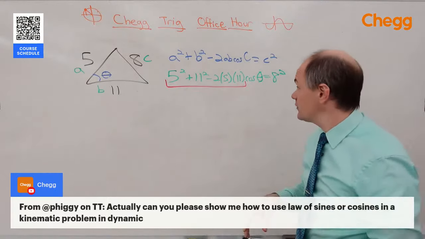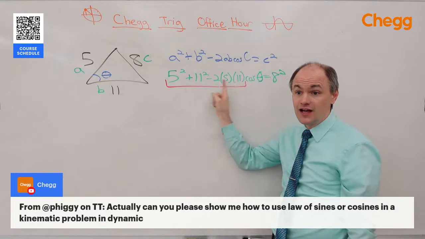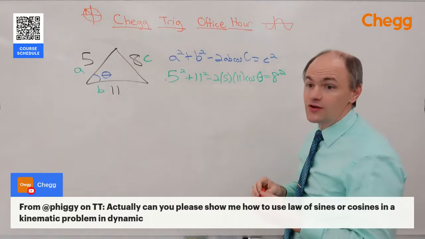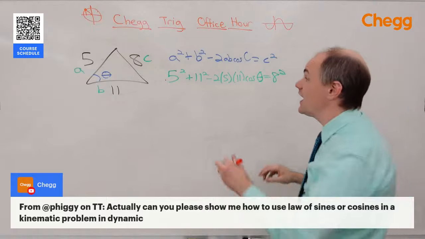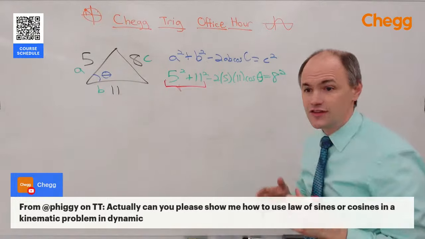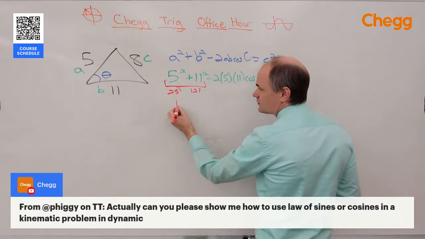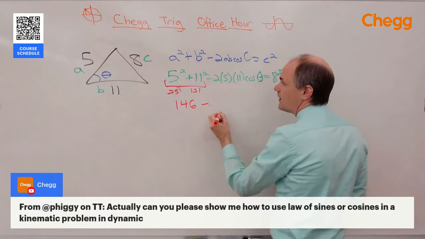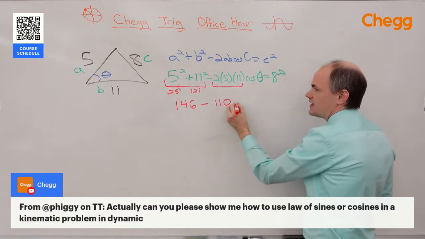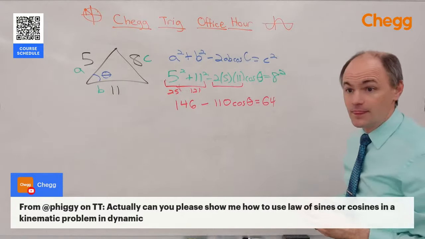The problem with putting all of that in your calculator is it violates order of operations because this stuff has to multiply by the cosine before we do any adding and subtracting. Order of operations says we have to do exponents and multiplications before we do any addition and subtraction. So we're going to do the 5 squared. We can even do 5 squared plus 11 squared because there's nothing that's going to be violated there. That's going to be 25 plus 121. That is 146. Minus, then we can multiply these together. 10 times 11 is 110 cosine of theta, and 8 squared is 64.